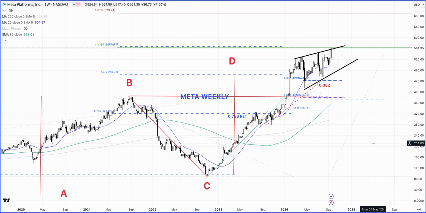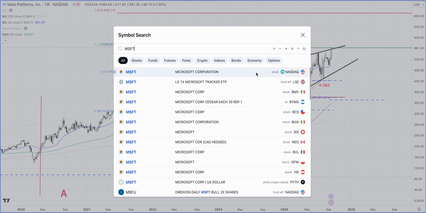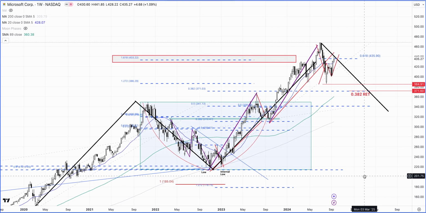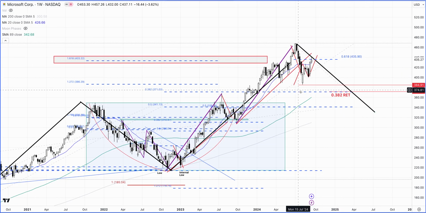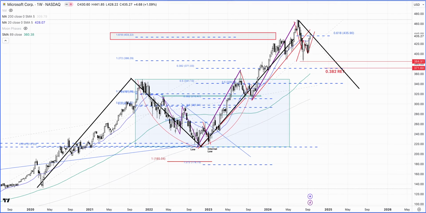So now let's take a look at Microsoft. There we go. So Microsoft stock on the weekly chart. This was a strong support. It has held for quite some time now. It has done this ABCD, which I'll show you on the daily chart, right towards the 61.8% retracement. But the thing is that it has also completed this big ABCD.